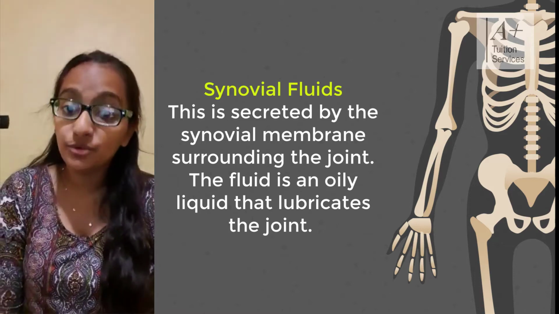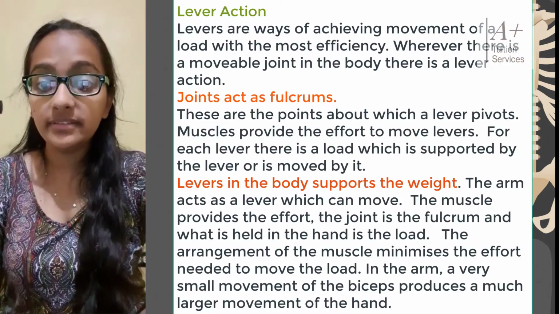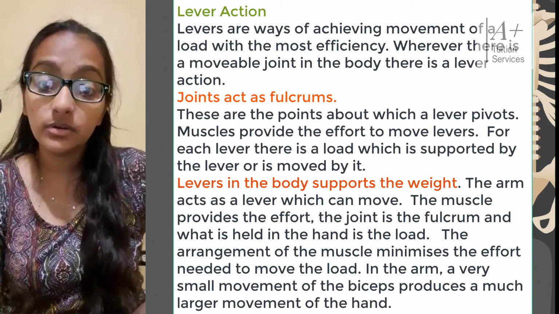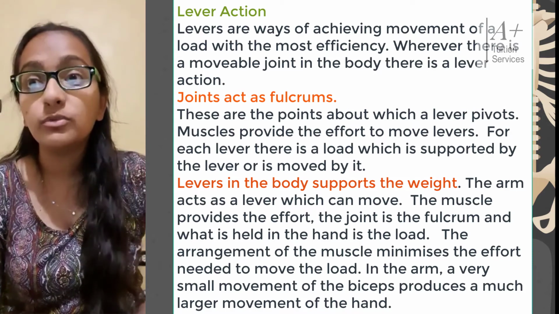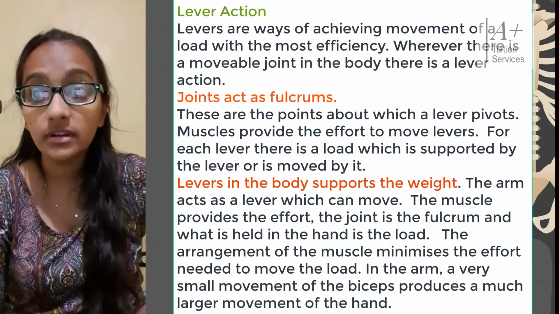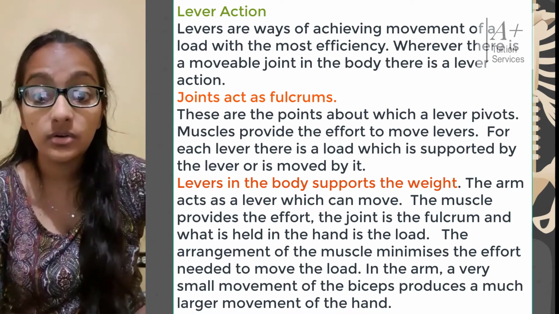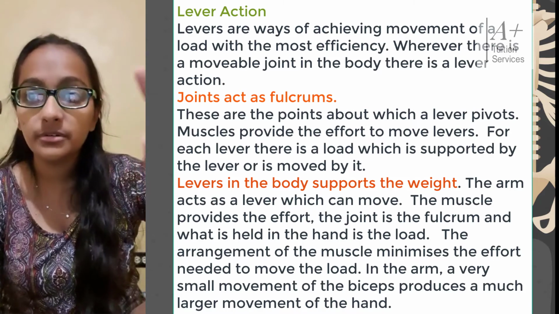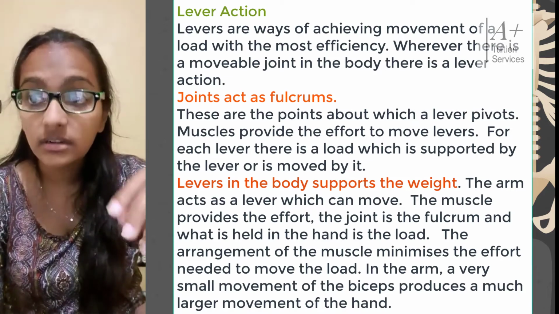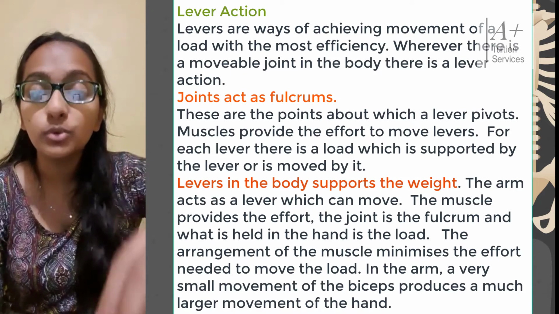So now we move on to lever action. So lever action is how the body achieves movement of a load most efficiently. So where there's a movable joint in the body, there's a lever action, and the joint acts as the fulcrum, and this is the point about which a lever pivots, oscillates, or turns. So muscle provides the effort to move the levers. For each lever, there's a load which is supported by the lever or is moved by it.